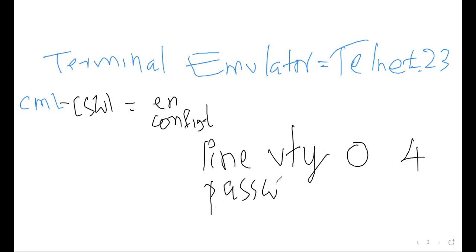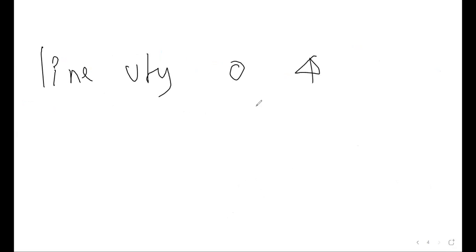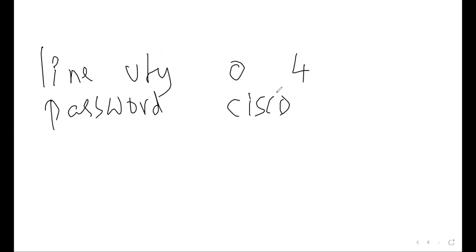The command is password, and you need to give a password. And what is the password? Let's say, for example, I'm going to give the password Cisco, anything. Then you need to enable it, so you need to give a login. So line VTY 0 4, you can give any number from 0. Then you need to define the password. Any password, you can give your name or someone's name, etc. Then you need to give a command called login.